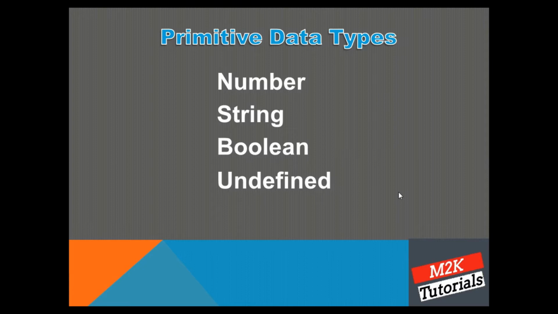So there are these four primitive data types. First is number, then string, boolean and undefined. Let us first talk about these and then we're going to go on to complex data types. So first, let me go for the number data type.